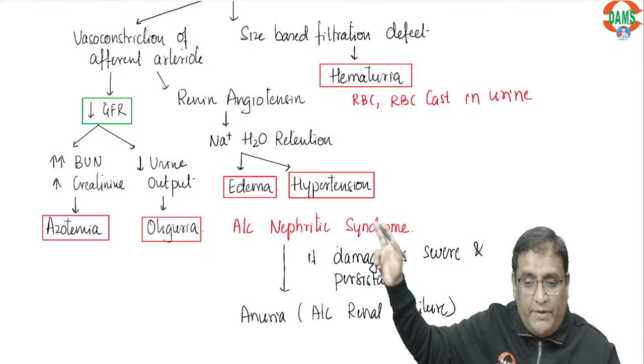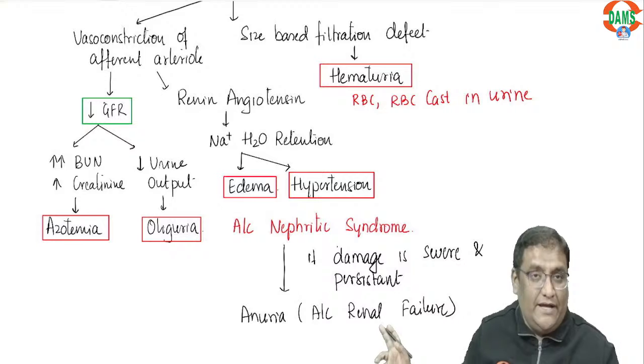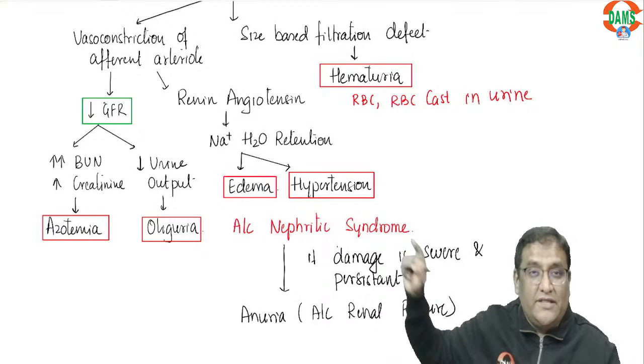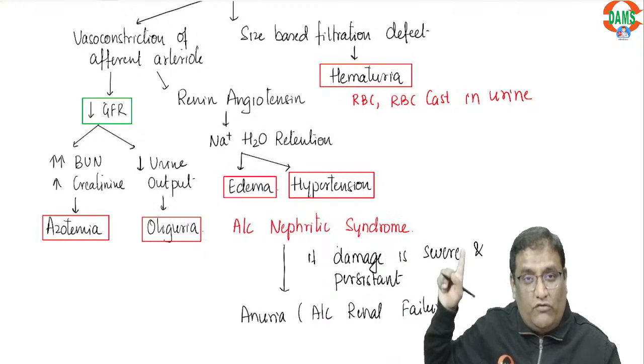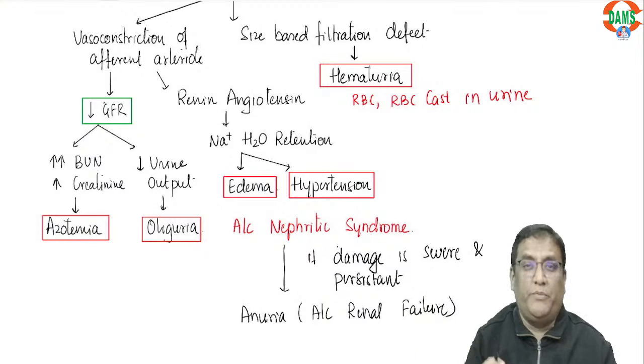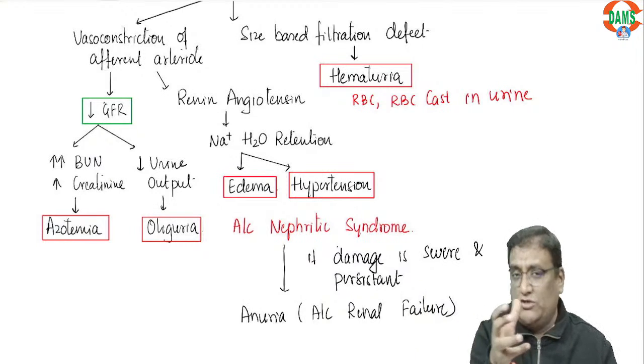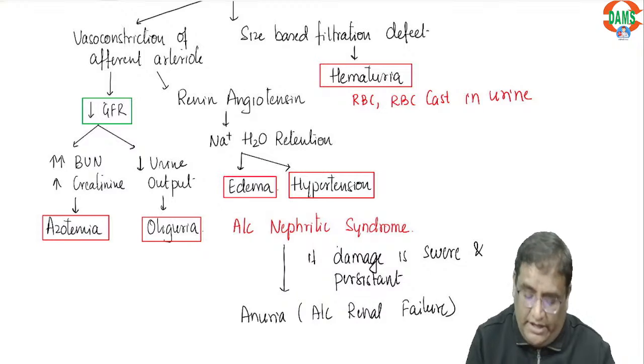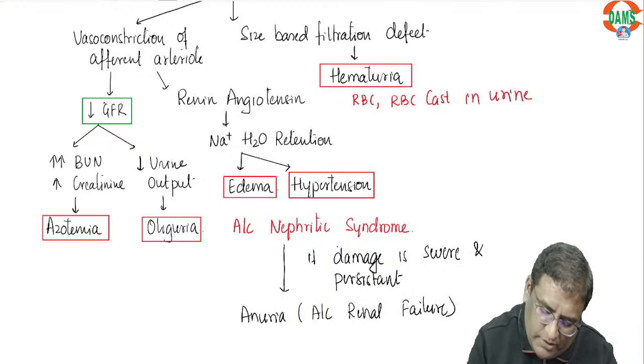And when will that happen? No, this is not CKD. This will be ARF, acute renal failure. That will happen if the damage is very severe and persistent. It should persist for a prolonged duration. If the damage was transient, then your kidney will come back to normal.